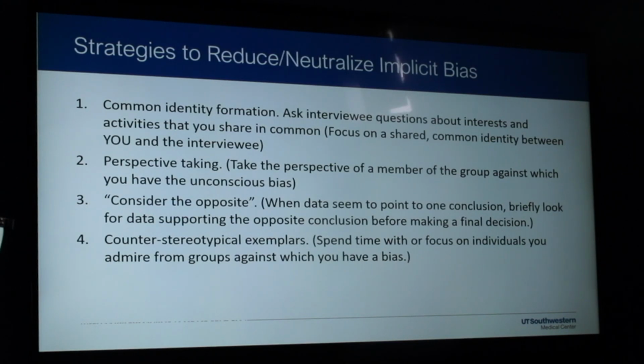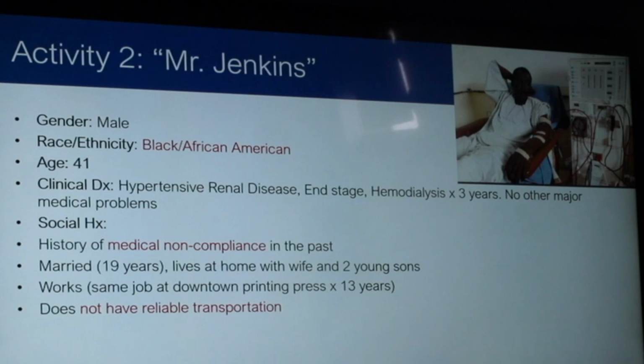Well, we've used this case, Mr. Jenkins, in multiple bias mitigation workshops. And what I have here in red are the things that people tell me might trigger their negative biases. The fact that he's black or African American, the fact that he has a history of medical noncompliance, and the fact that he does not have reliable transportation. So already you are starting to have some negative biases about whether or not he will be referred for a kidney transplant. So what can we do?